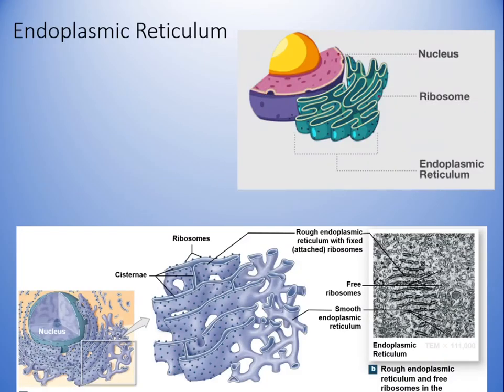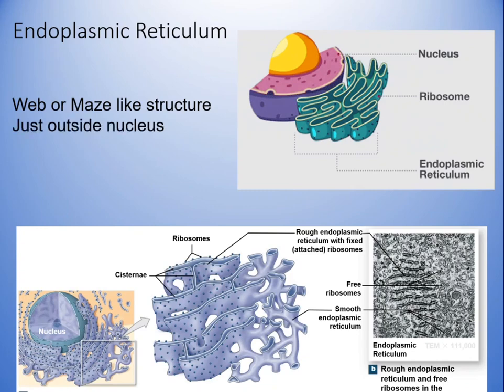So I mentioned this, the endoplasmic reticulum. That word is terrible. We never use it. We call it ER. But what the word actually means is network inside the cell. That's all it means. And its name refers to the fact that it looks like a maze or a network, and it is inside the cell. The word reticula means network or webbing. So the endoplasmic reticulum is usually right outside the nucleus with the ribosomes. You can see that in the picture up here on the right.